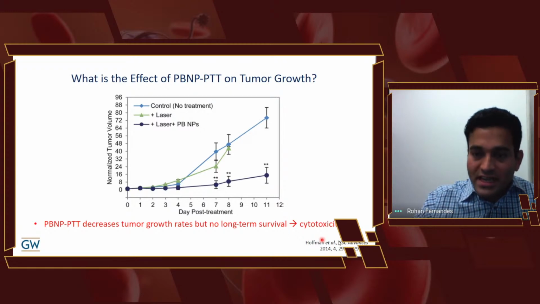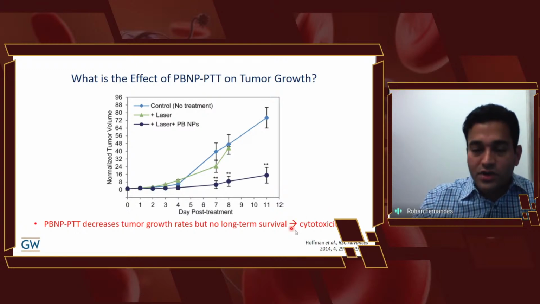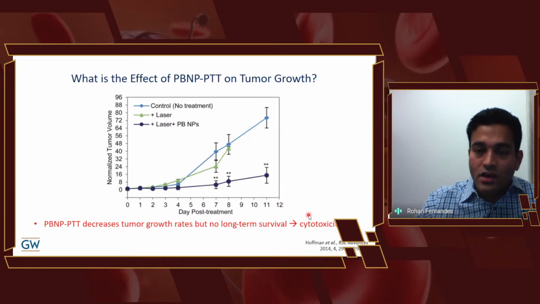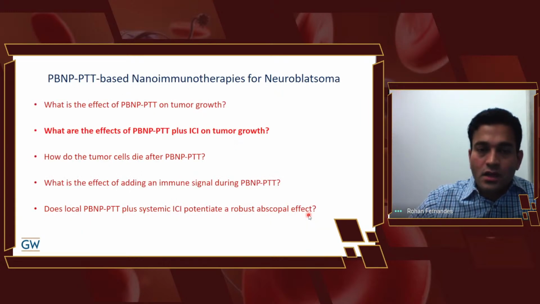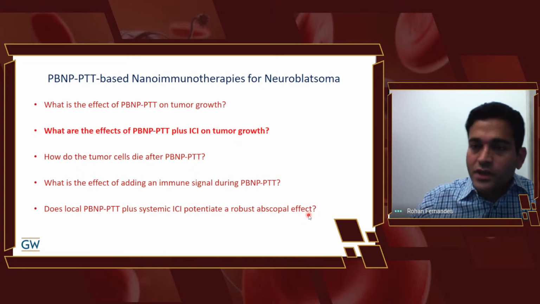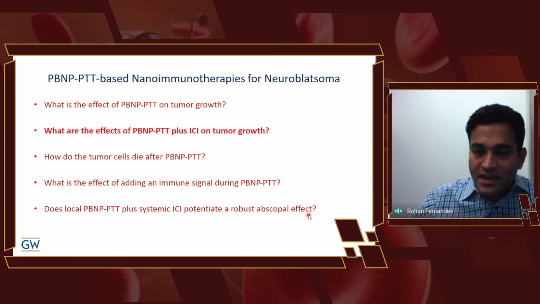So this is not totally uncommon or unexpected, because the primary driver of the therapeutic response at the time was just the cytotoxicity or the cell killing of the Prussian blue nanoparticle-based PTT. So then we asked the question, with all these immunotherapies being developed in the literature, could we combine them in a nanoimmunotherapy and see the effects on tumor growth in this exact same model?